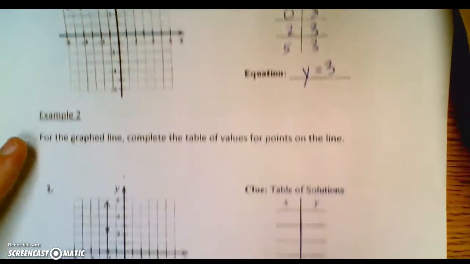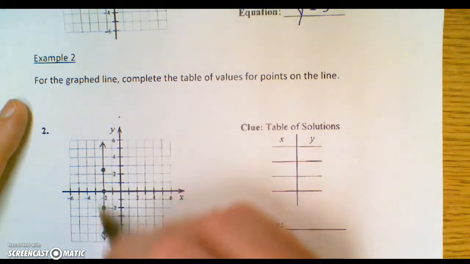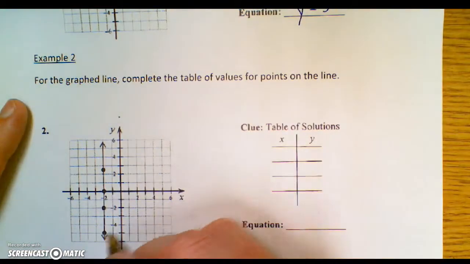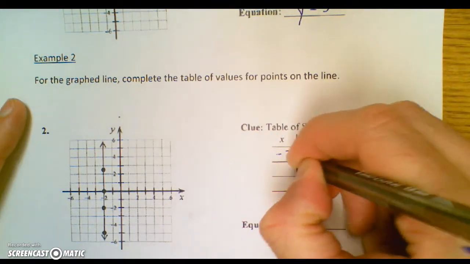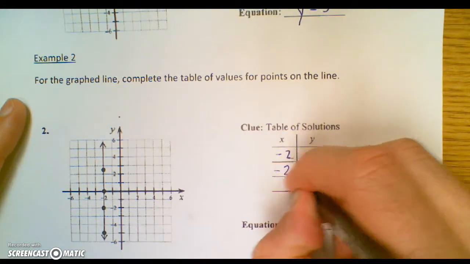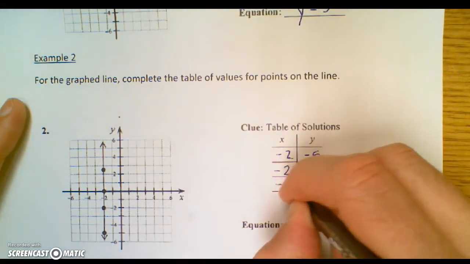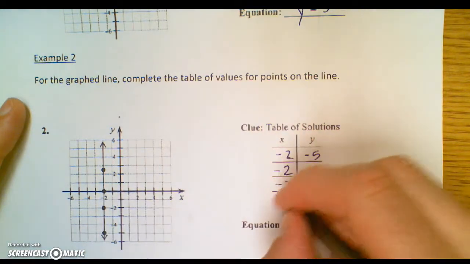The flip side is when you have a vertical line. Here, let's list our coordinates. Starting on the bottom and working our way up, I have -2, -5. That's this point right here. Then -2, -2. Then -2, 0. And then -2, and it looks like it's at 2.5.